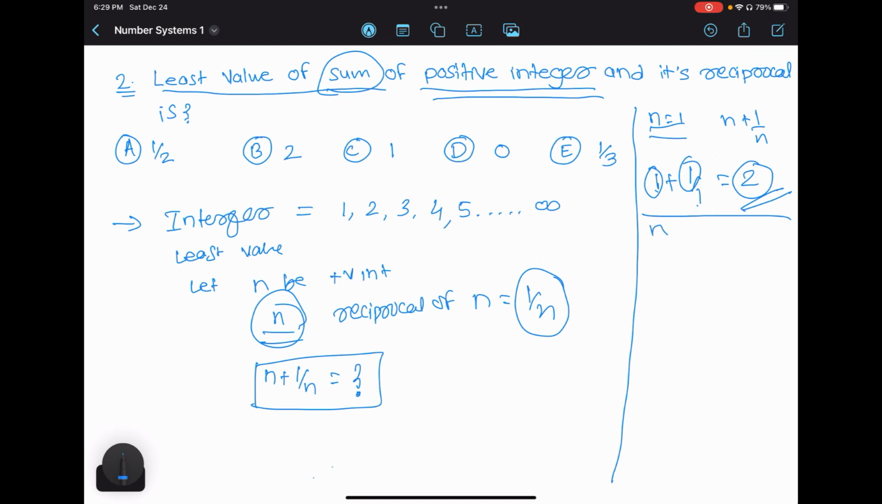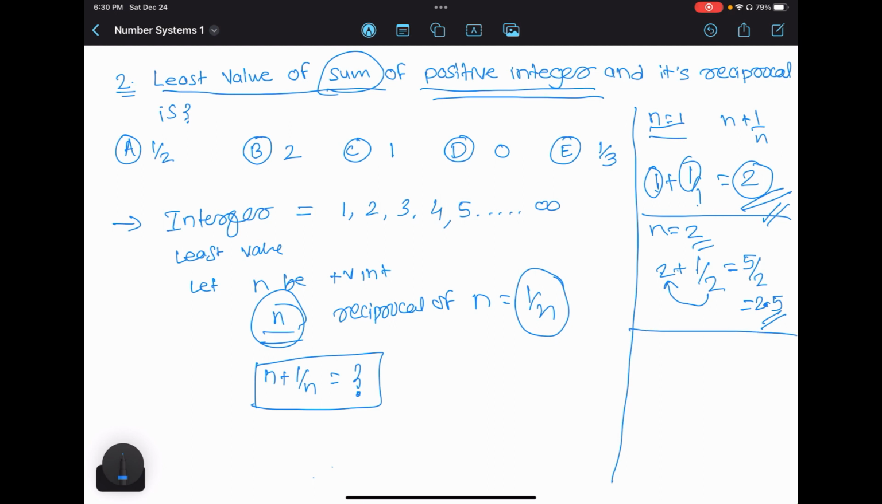Now let's go for one more calculation, n is equal to 2, just to find the relation if there is any. It becomes 2 plus 1 by 2. Now we'll do the cross multiplication. It will become 4, and 4 plus 1 is 5. So 5 divided by 2 brings it to 2.5. So with n is equal to 1, we got 2, and with n is equal to 2, we got 2.5.